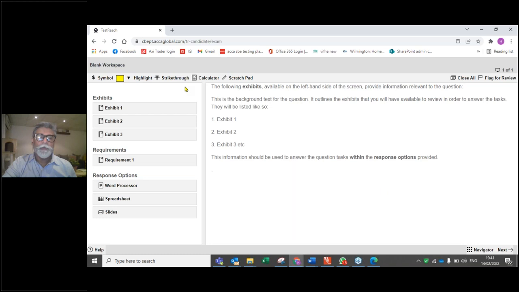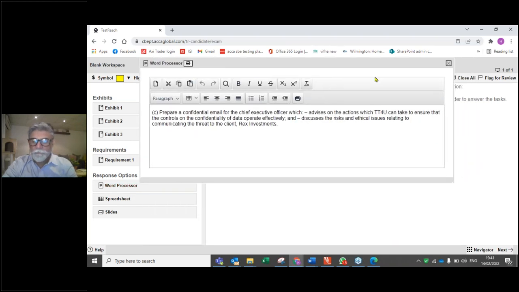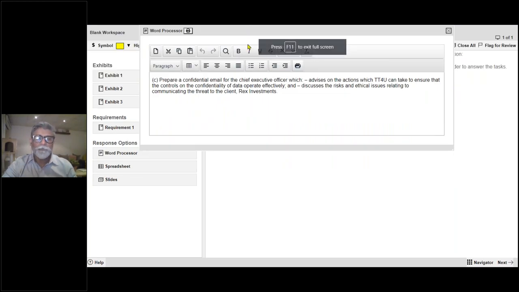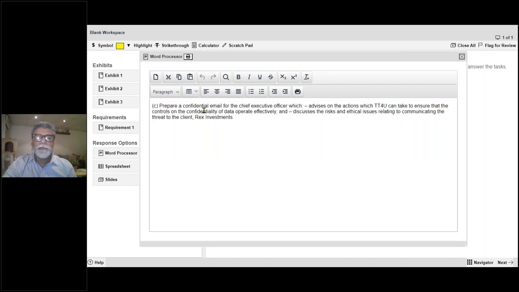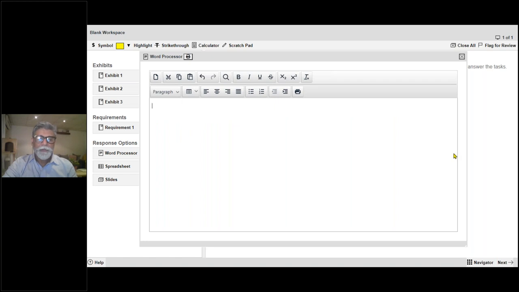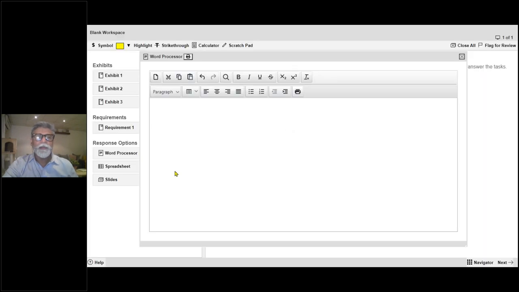So something like this will open up, very similar to the window which you will see in your real exam. The only thing is these exhibits are empty. Everything is empty. We will just use this word processor. So I will click on the word processor. Let me increase this. Let me delete this. Now I'm ready. On one hand, I have this question paper, which is on PDF, and on the other hand, my blank workspace is open in the word processor.